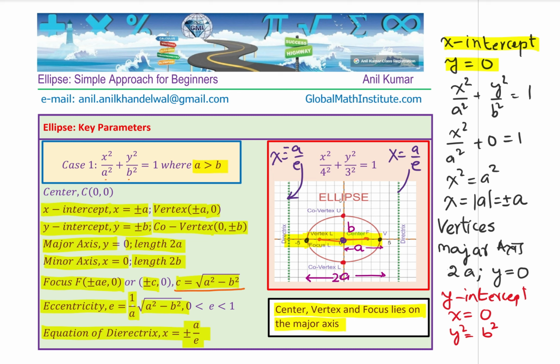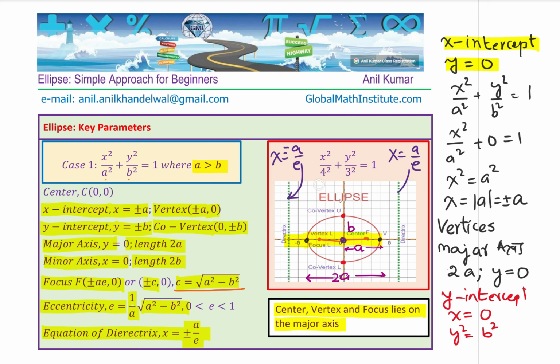Now you are given an ellipse here whose equation is x square over 4 square plus y square over 3 square equals 1. I would like you to find the focal point and the equation of directrix from this particular equation, right? So you can work on this.